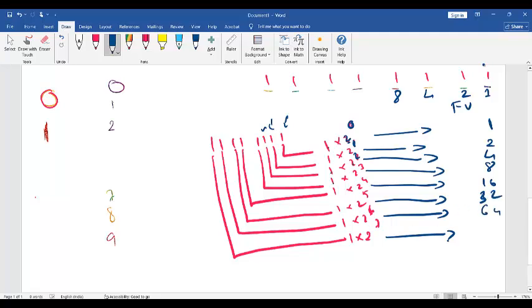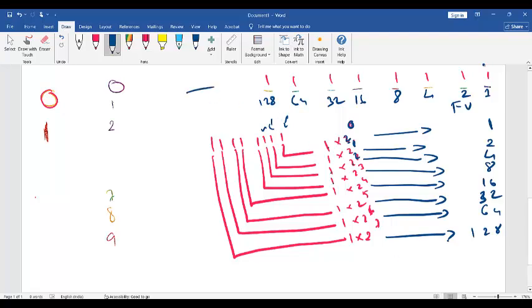2 to the power of 6 is 64. 2 to the power of 7 is 128. 16, 32, 64, 128. Now we have the face values of each place: 1's place, 10th place, 100th place. You have the values.